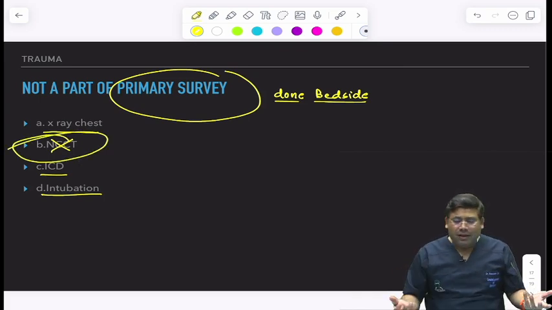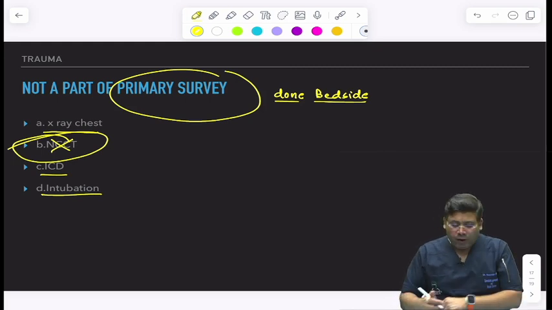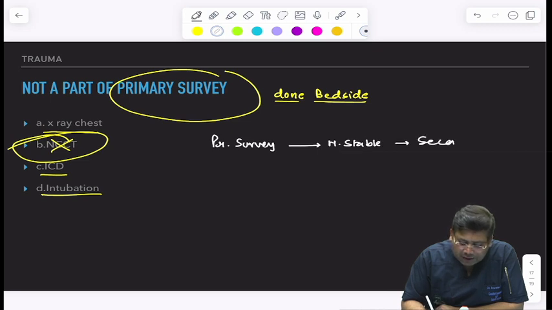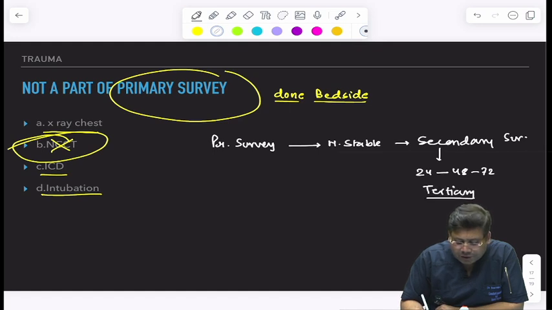Again, understanding the mood. So when we talk about the mood, we have the primary survey. Everyone knows about that. And then once the patient is hemodynamically stable, we do what survey, students? We do the secondary survey. And when you have done the secondary survey, at 24 hours, 48 hours and 72 hours, you will also do a survey which is known as the tertiary survey.